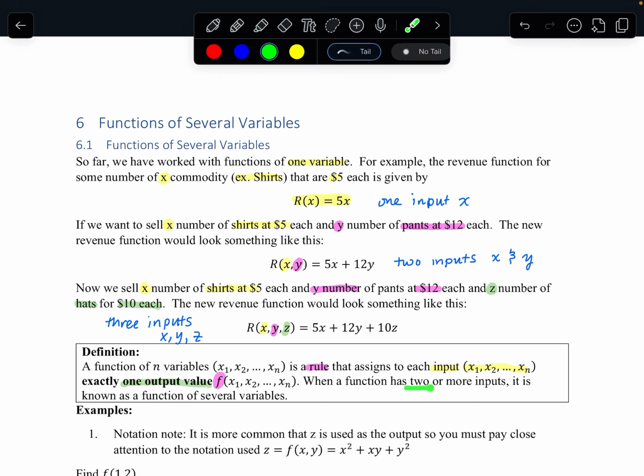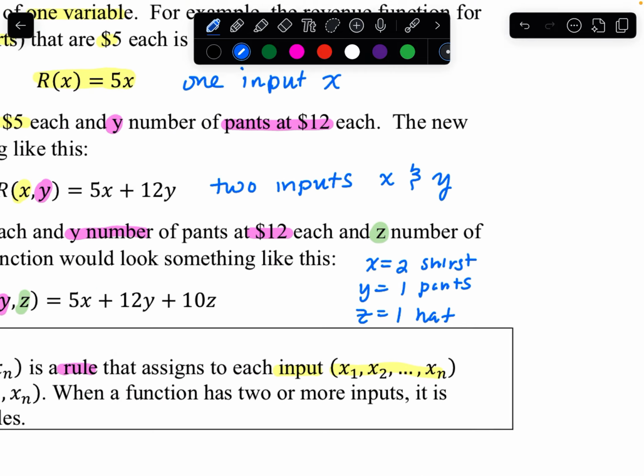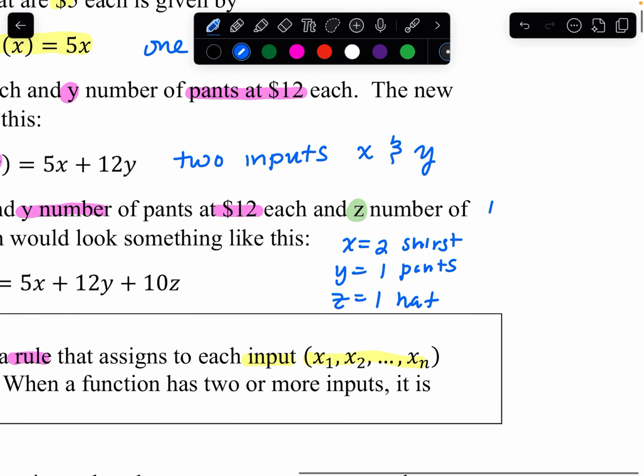Any function that involves two or more inputs is known as a function of several variables, or multivariable, and there are two alternative names. So for example, let's say my business sells 2 shirts in the first hour. Let's say they sell 1 pair of pants and 1 hat.